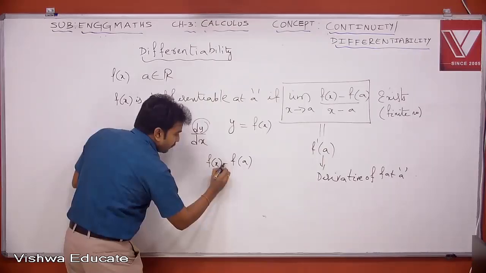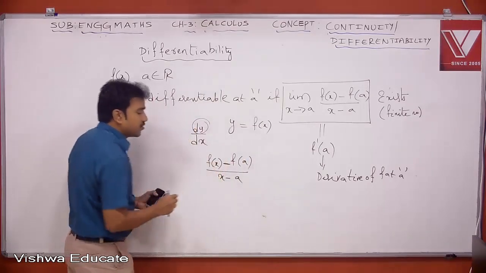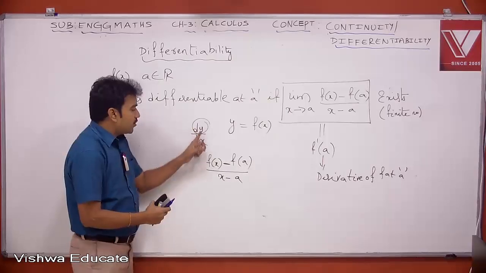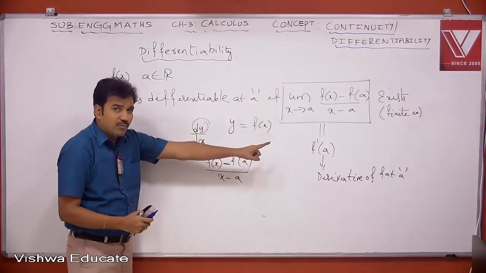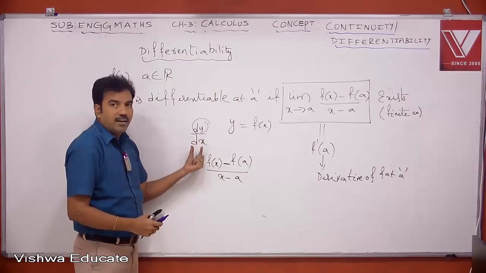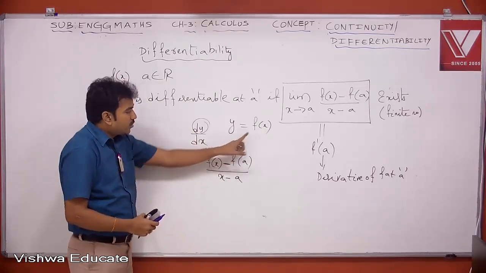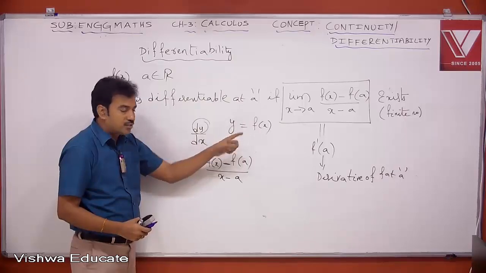Y value at a. Difference in y values divided by difference in x values. So derivative means dy by dx. There we are using the notation f dash of a. General notation is dy by dx. So change in y divided by change in x. What is my function? Y equal to f of x.